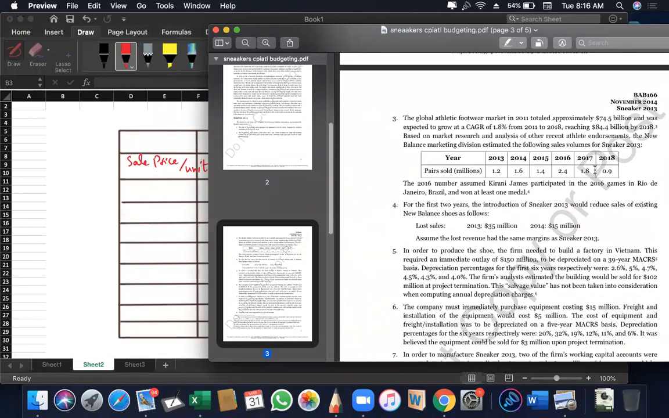Then the third part is the global athletic footwear market in 2011 totaled approximately 74.5 billion and was expected to grow at a CAGR of 1.8% from 2011 to 2018, meaning 84.4 billion by 2018. Based on market research and analysis of other recent athletic endorsements, the New Balance marketing division estimated the following sales volume for the sneaker. This is the sales volume.